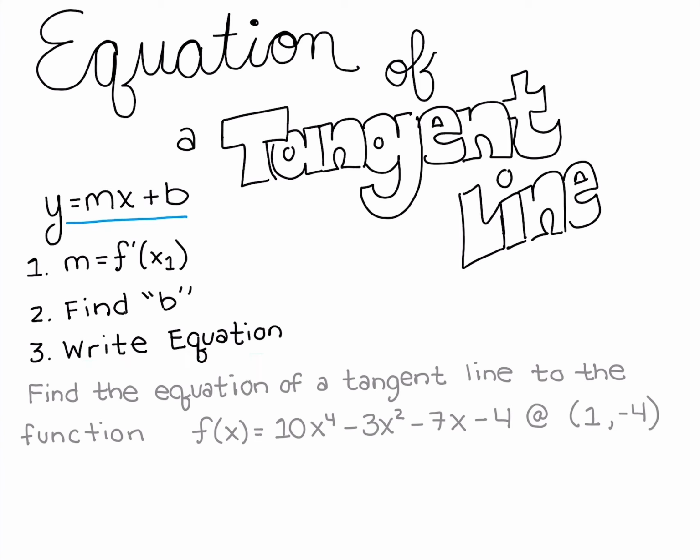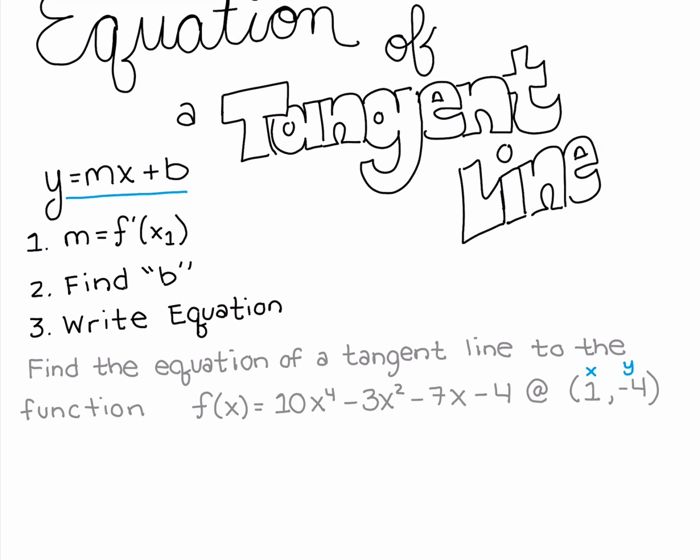So looking at an example of this, we want to find the equation of a tangent line to the function f of x is 10x to the fourth minus 3x squared minus 7x minus 4. So this long function, and we're at the point 1 comma negative 4. So here's our specific x and y that we're looking to be tangent to. So first step is to find m by plugging our x value into the derivative.